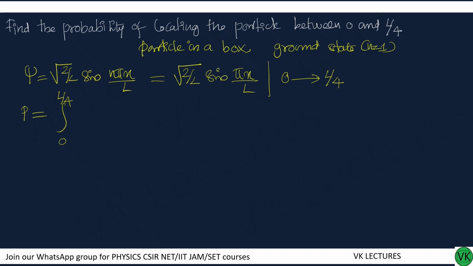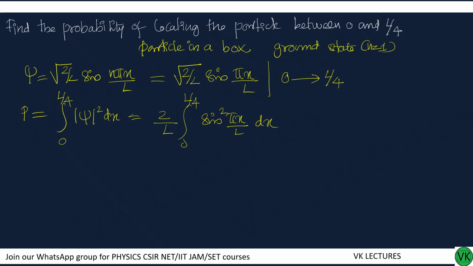The integral from 0 to L by 4 of psi square dx is the expression. Psi square means the square of this psi, that is, under root 2 by L. So the square will be 2 by L, and that constant can be taken outside: 0 to L by 4 sine square pi x by L dx. So how do we find this integral?